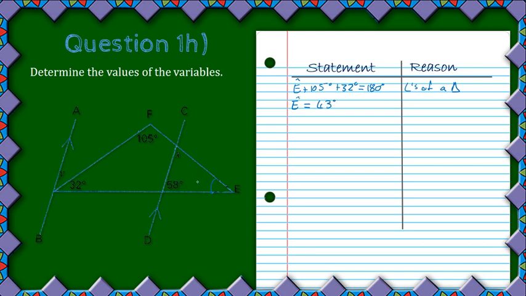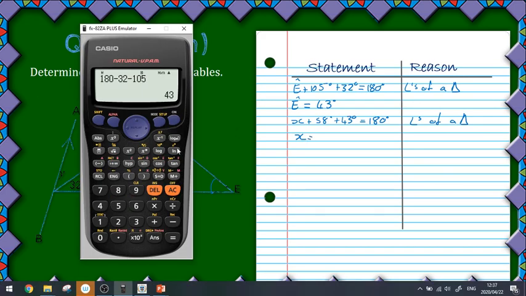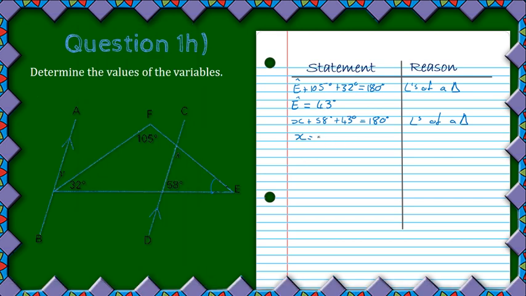Right, so now that we have E, we can now do the same and solve for X, where X plus 58 degrees plus 43 degrees is equal to 180 degrees, also angles of a triangle, and X therefore is equal to 180 minus 58 minus 43, and this is 79 degrees.